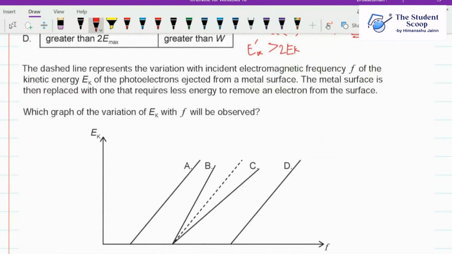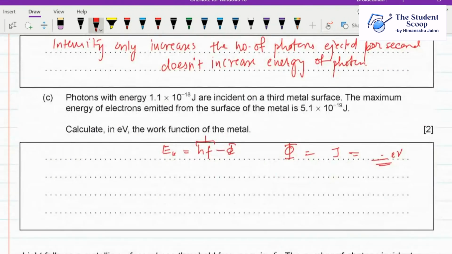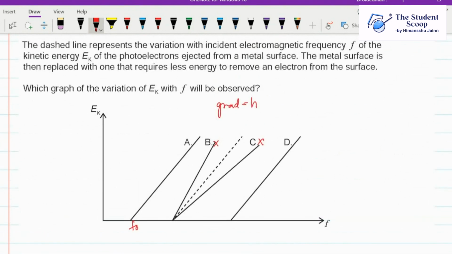Similarly, what is given in the graph here? A metal surface is replaced by one which needs less energy to remove the electron. Correct? Now, in the EK versus f graph, the gradient represents h, Planck's constant. If you look at the equation, h, Planck's constant, is the slope. So B and C are incorrect options because the slope won't change, and this represents f naught. When they say less energy to remove, then we have to have a smaller threshold frequency. The correct option here is A.